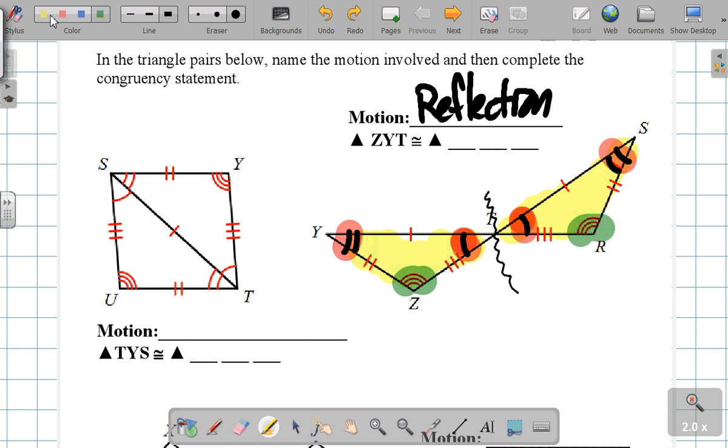And then this does count. You have to align these corners. So if I say Z, Y, T, that's the left triangle. Z is a triple sweep. You must match it with the other triple sweep, which would be R. Y, double sweep, match it with your double sweep. T is single, match it with single. Those are the corresponding parts. You have to align those vertices.